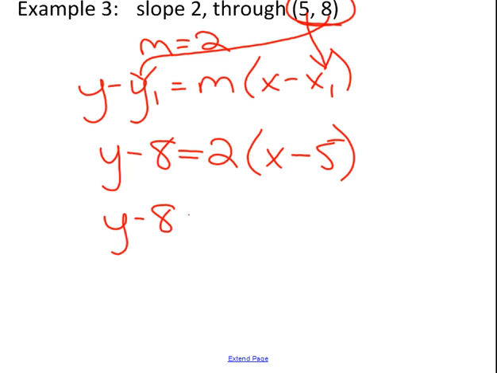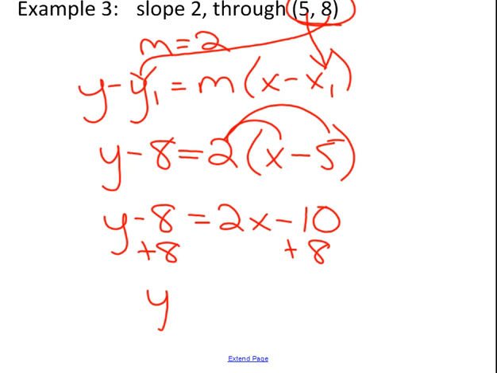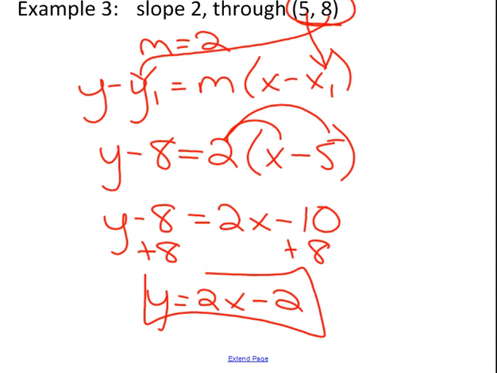y minus 8, distribute the 2. Don't forget when you distribute, you have to multiply the negative 5. 2 times negative 5 is negative 10. Get the y by itself. y equals 2x minus 2.